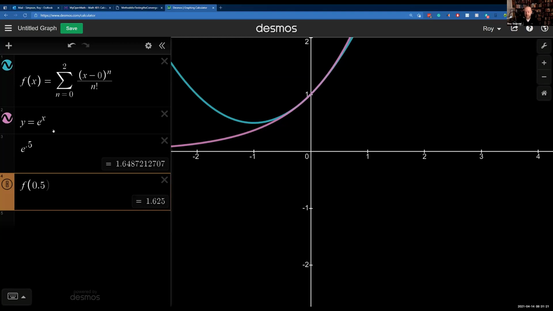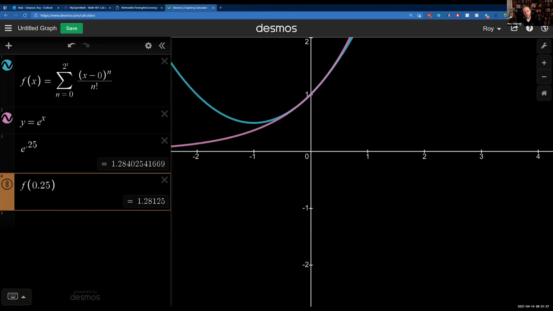And the closer I get to 0, the better the approximation is. So if I want to know what e of 0.25 is, I can just plug in 0.25. That's a much better approximation because I'm closer to the center of my power series. The closer to the center, the better you are.